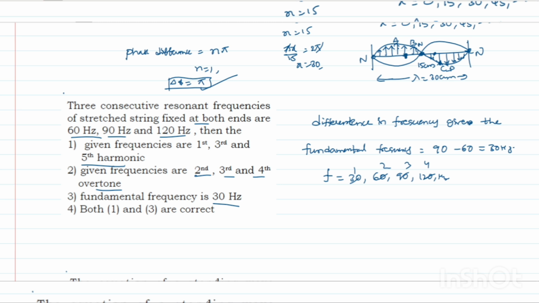So the given frequencies are first, third and fifth harmonics is not the correct answer, so you can eliminate it. And the given frequencies are second, third, fourth overtones. This is the fundamental frequency, or first harmonic, and this will be called the first overtone, not the second overtone. This is the first overtone, this is the second overtone, third overtone, like that we can call. And the third option is that the fundamental frequency is 30 Hz. So f equal to 30 Hz is the fundamental frequency, which is the correct answer.